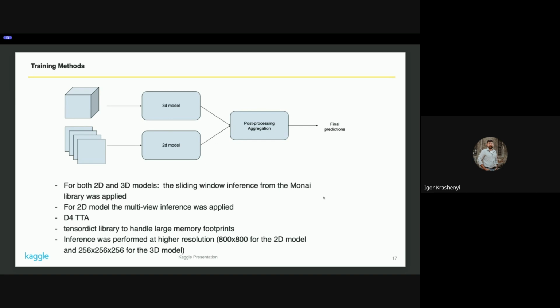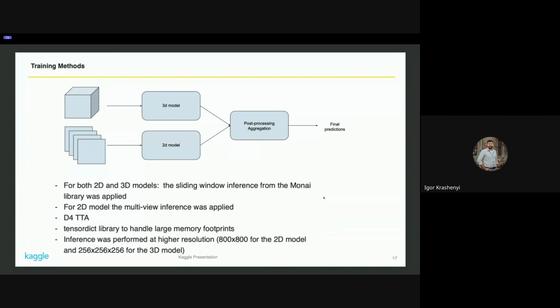It's from the PyTorch extension, currently in beta. Also, an important thing, I saw that I'm getting better performance if I run inference at a bit larger resolution, not upscaling, just getting a larger crop. So I trained my 2D model on a 500 by 500 crop, but inference was performed at 800 by 800 resolution. At the same time, the 3D model was trained on 192 resolution and inference was performed on 256.